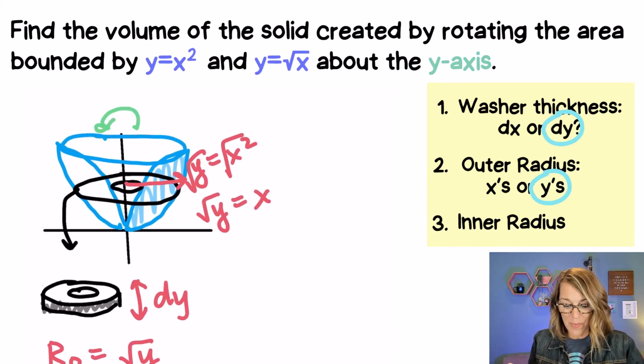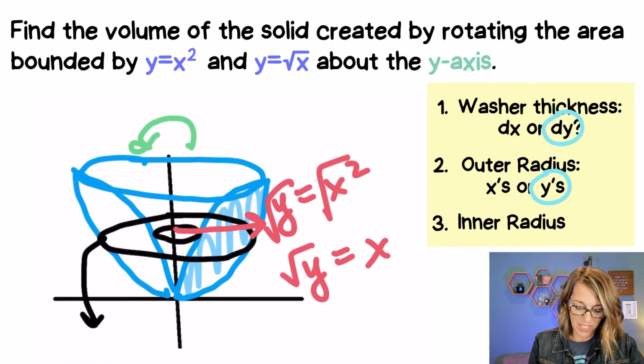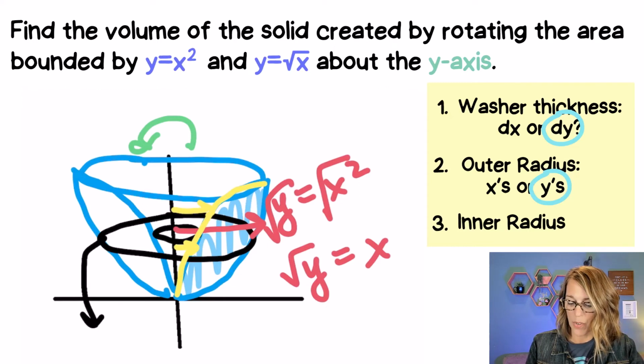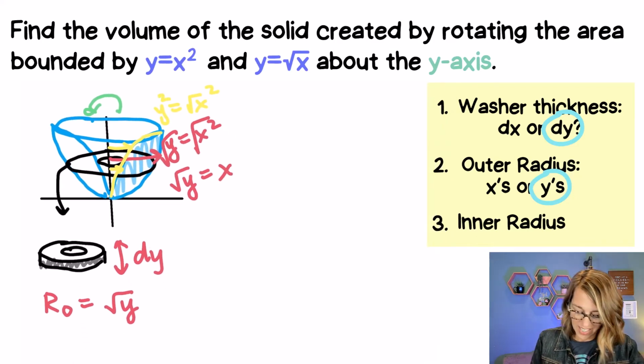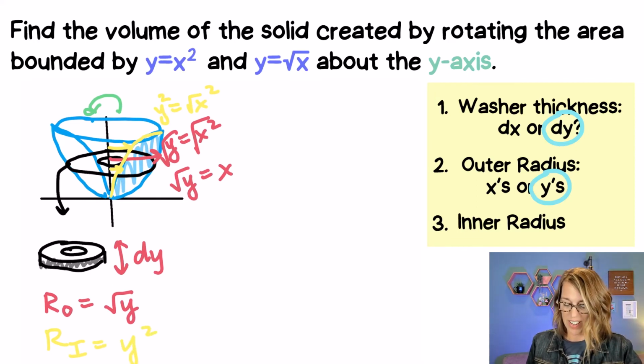And that inner radius, you may have guessed it, let me see if I can draw it with a yellow pen here, is going to get me to that inside edge. That inside edge there is y equals the square root of x. If I square both sides, I end up with that inner radius of y squared.